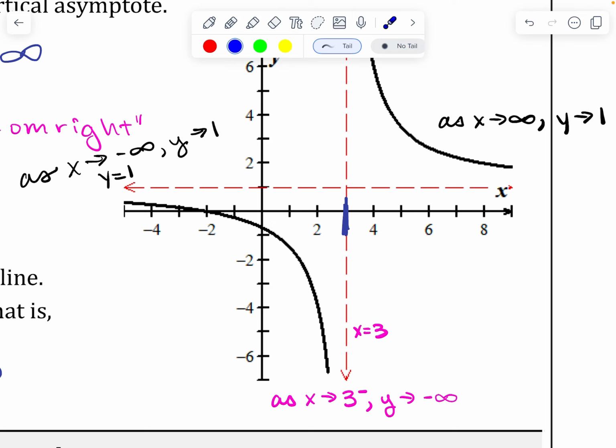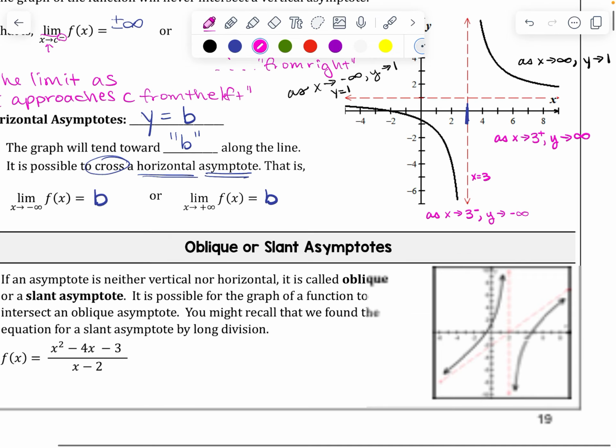And as x approaches 3 from the right, so that's from the right going this way, we're going to find the f of x. What's f of x approaching? It's going all the way up here. So we can say as x approaches 3 from the right, the y value approaches positive infinity.